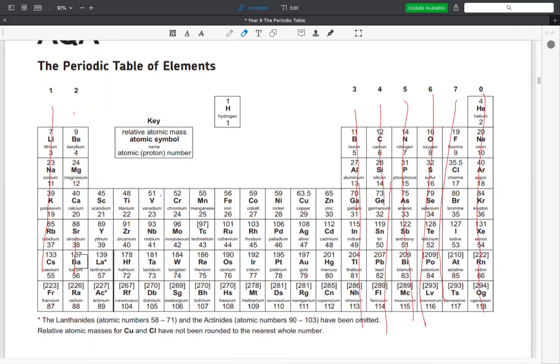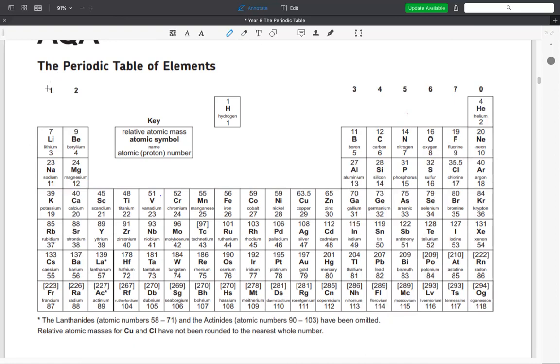But why? Why are those elements in group 1? Why are those elements in group 2? Why are those elements in group 3 and 4 and 5 and 6, etc.? And this lesson explains why. And I'm going to explain it to you really quickly as best as I can.